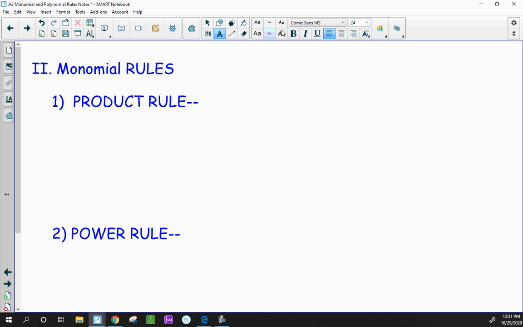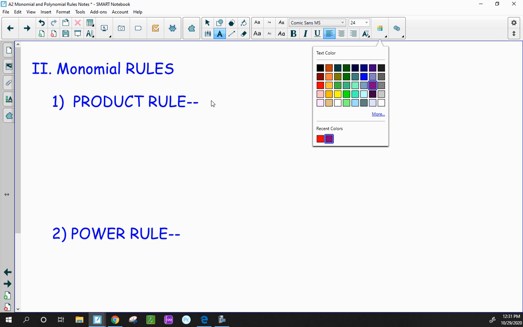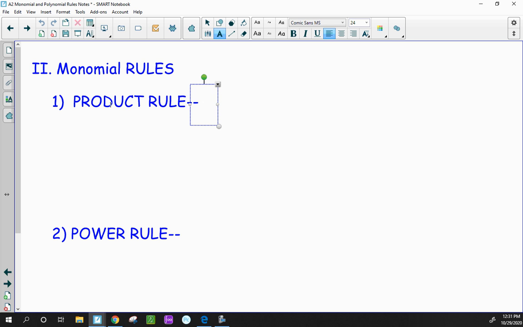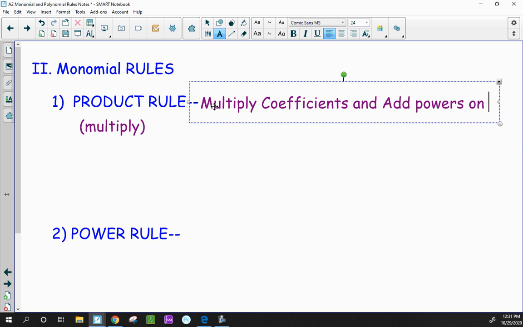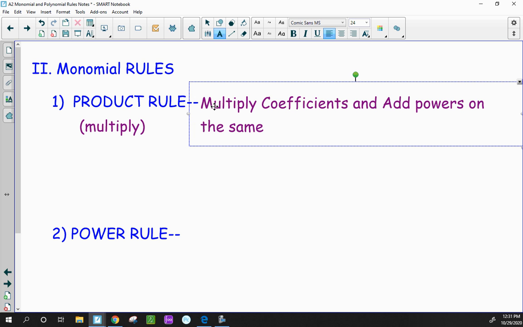Okay, the next big concept is on the monomial rules. So what we're going to learn is how we take one-term problems and multiply them. And so when you hear me say product, that is the multiplication rule. Alright, and here's what the product rule says. It tells you to do two things. You are to multiply coefficients and add powers on the same variable.